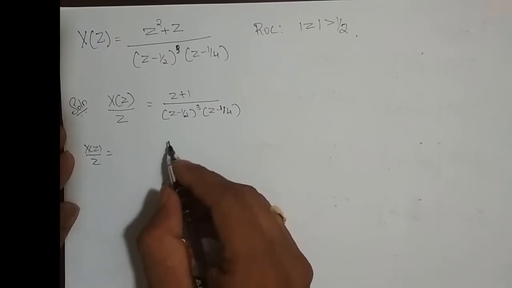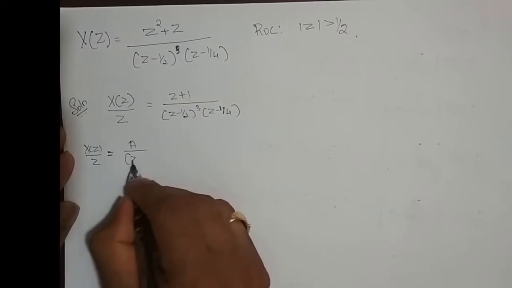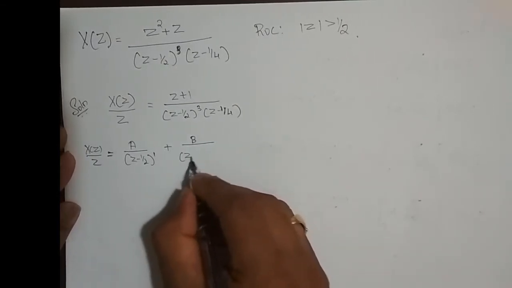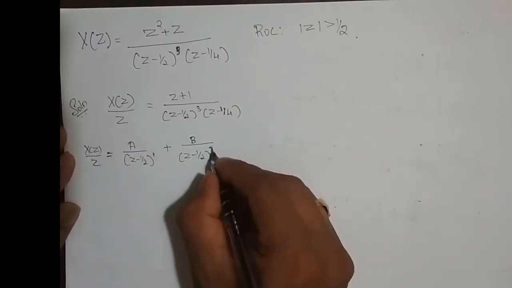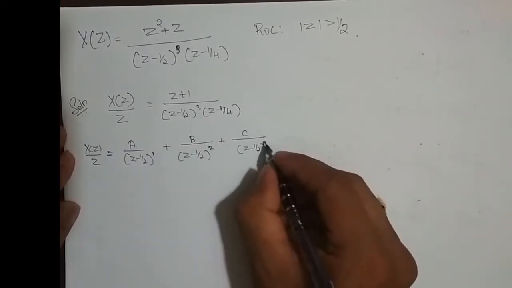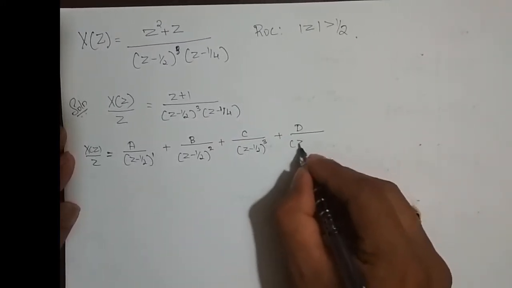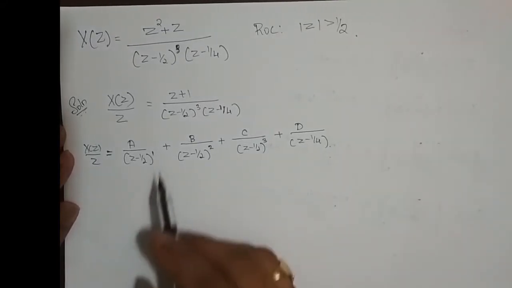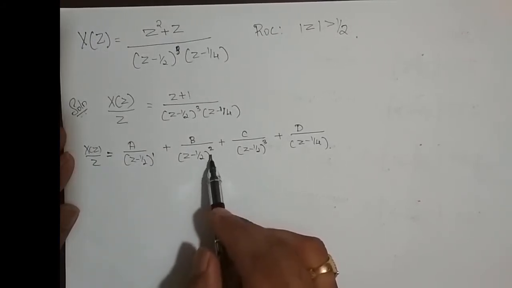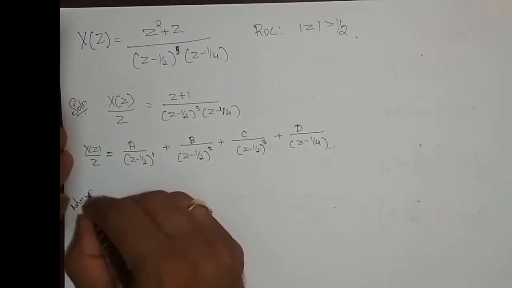How do we do the partial fraction expansion if the roots are repeating? I hope you know. It is A divided by z minus 1 by 2 power 1, plus B divided by z minus 1 by 2, the same root, power 2, plus C divided by z minus 1 by 2, again the same root, power 3, plus one more root, D divided by z minus 1 by 4. If the roots are repeating twice, then A divided by z minus 1 by 2, B divided by z minus 1 by 2 whole square. You have to stop there. Okay, fine. So what is the formula to find A, B, C, D?